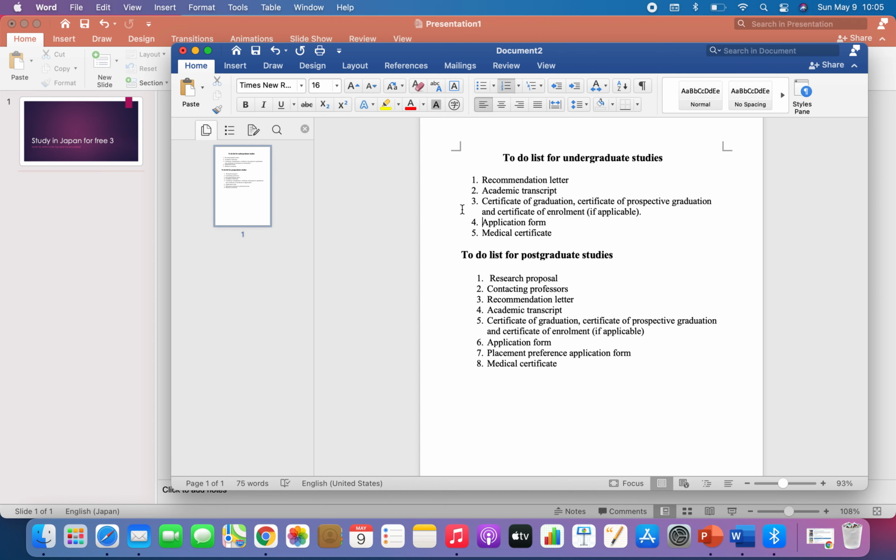The very first thing that I suggest you start working on is your recommendation letter. I've gotten a lot of messages from people, both undergraduate and postgraduate students, who are asking about the application letter, who are asking about the application form. The application form is very important, but for me, at this point in time, there are some things which are a little bit more important that you should start working on as soon as possible, as opposed to working on the application form.